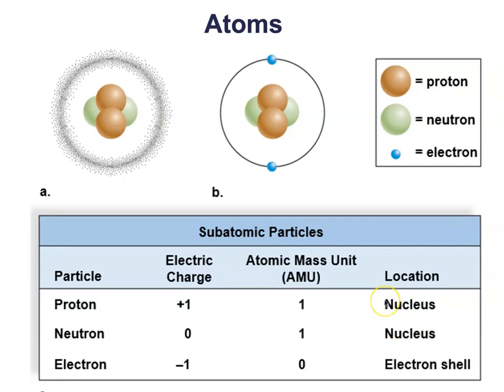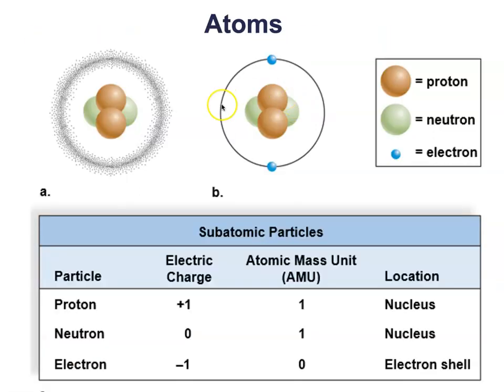Electrons are going to be our next subatomic particle. Electrons have an electric charge of -1, an atomic mass unit of 0, and they're going to be found not in the nucleus, but orbiting around the nucleus in what is known as an electron shell. We're going to spend a lot of time looking at electron shells.